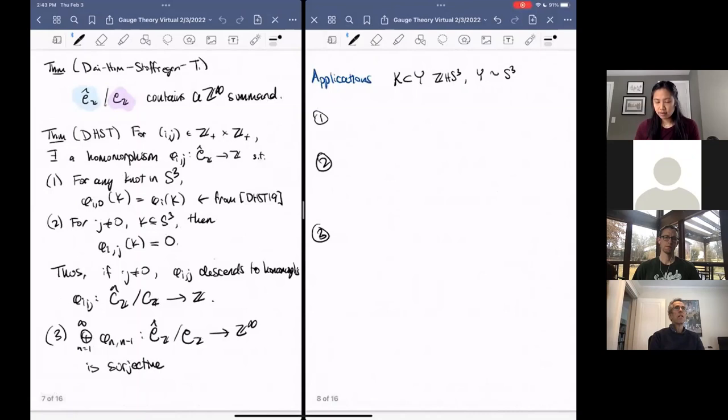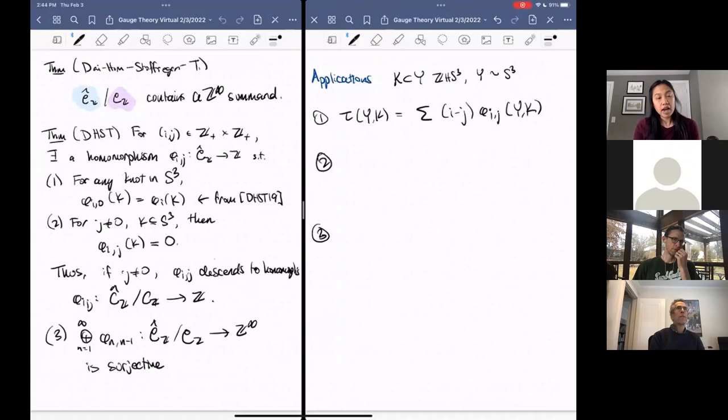And what are some other applications of the phi ij homomorphisms? There's a relationship to the tau invariant of a knot. Again, here the knot is inside of a homology 3-sphere, which is homology concordant to S3. And the tau invariant is recovered by taking a sum over all ij of i minus j times phi ij. So there's this relationship with the tau invariant.